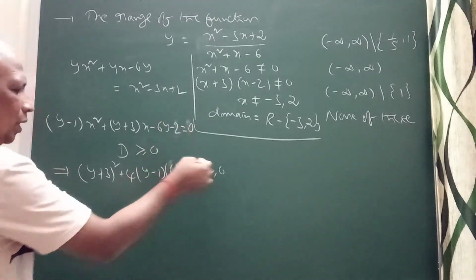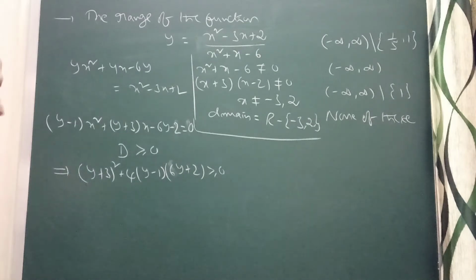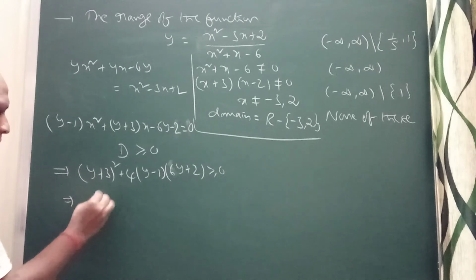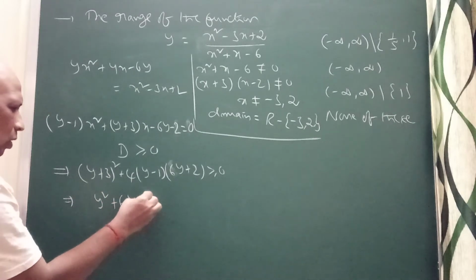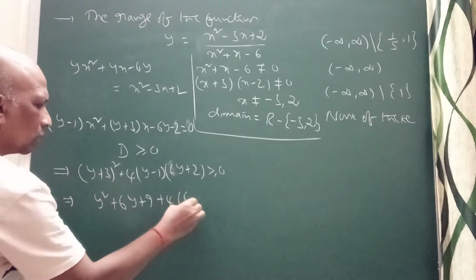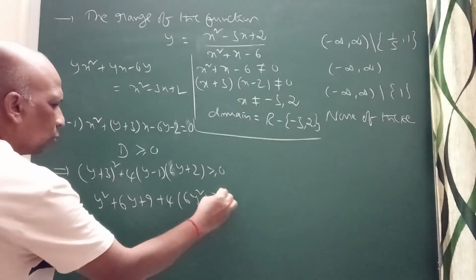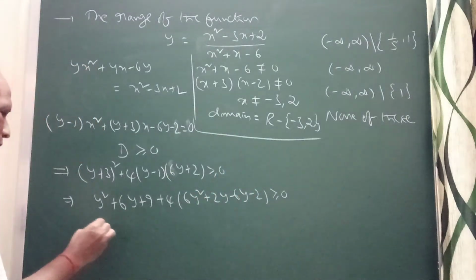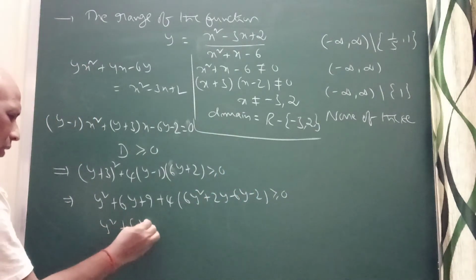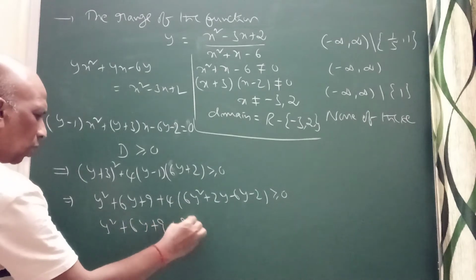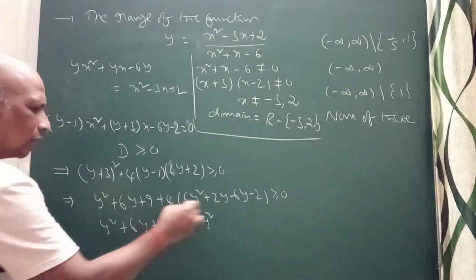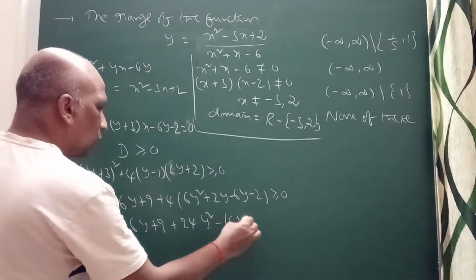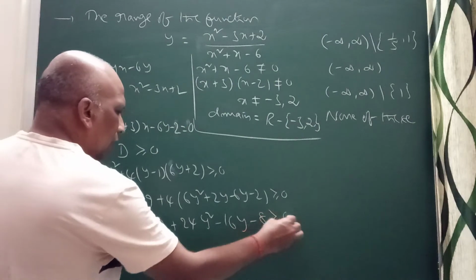Correct, b square minus 4ac. So if I expand this: y square plus 6y plus 9, minus 4 into (6y square plus 2y minus 6y minus 2), greater than or equal to 0. Simplify: y square plus 6y plus 9, minus 24y square, and 2y minus 6y gives minus 4y, so you will get minus 16y, and minus 8, greater than or equal to 0.